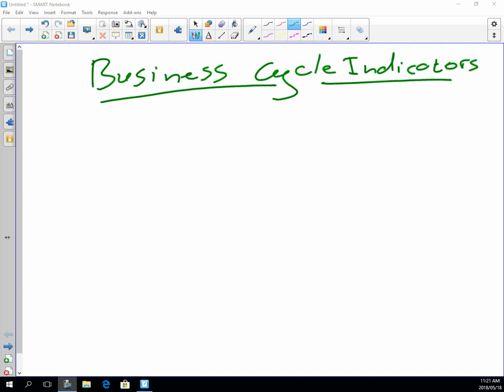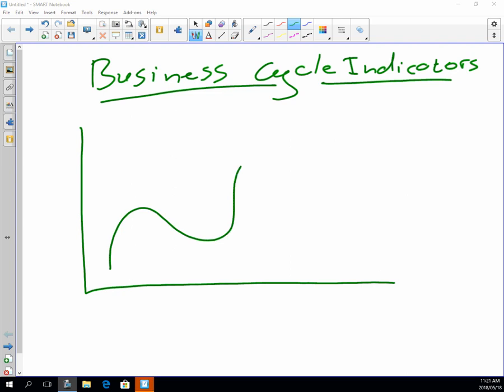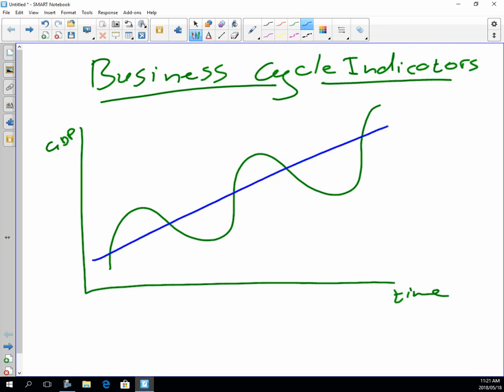All right, so we've been over the business cycle. We're now going to look at what we call business cycle indicators. Our business cycle, as you should remember, looks something like that. You've got your GDP, your economic growth, and you've got time. This traces your GDP fluctuations over time, and hopefully, if we average all of that out, we get a long-term trend line that is hopefully on an upward sloping curve.